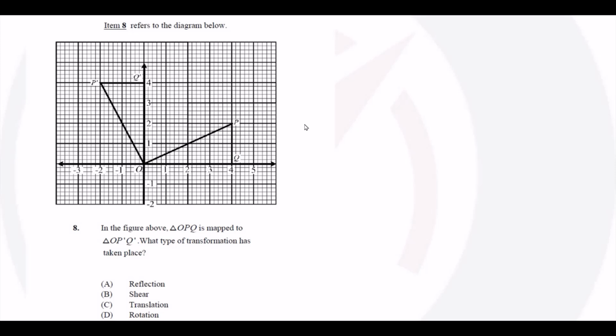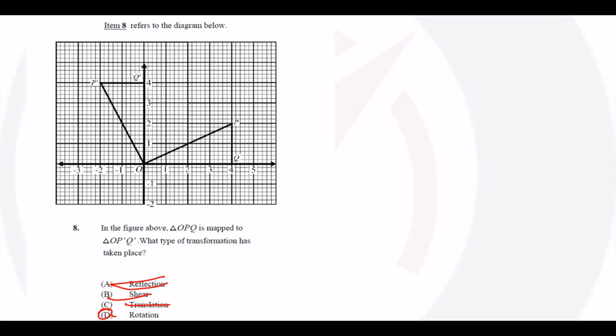Question 8. So we look at the figure. Triangle OPQ is mapped onto O prime, P prime, Q prime. What type of transformation has taken place? Now, obviously, a reflection is not one of those. Not a shear, can't be a shear. And not a translation, because we're not seeing that type of vertical and horizontal movement at the same time. So the best guess would be a rotation.